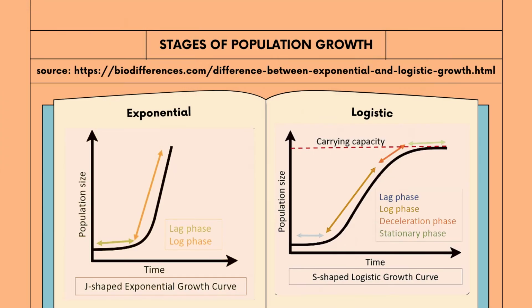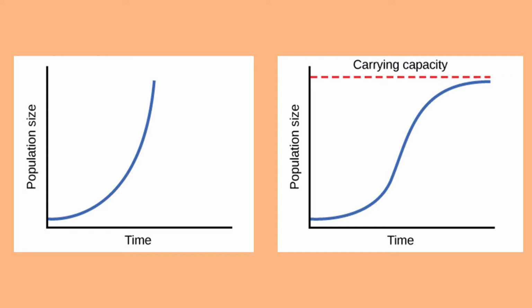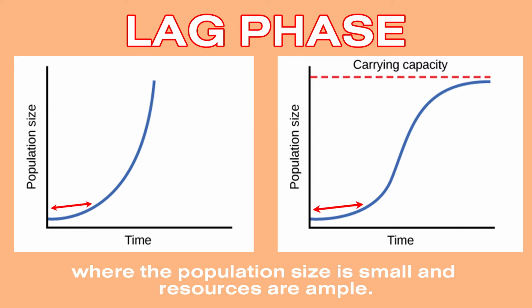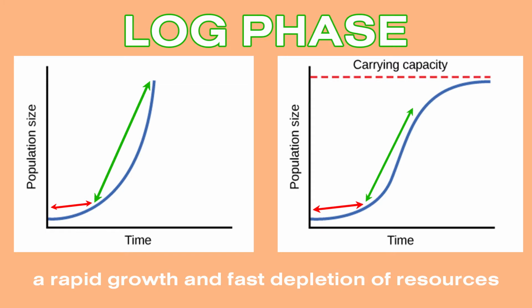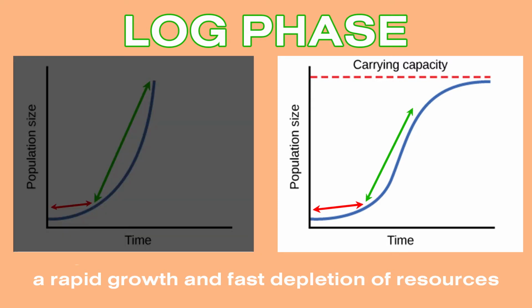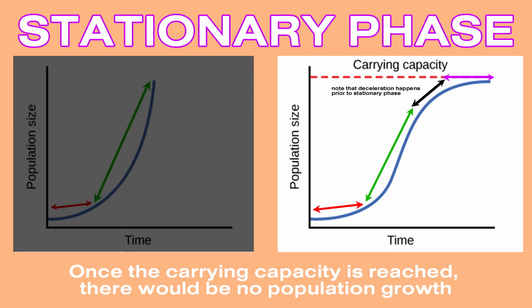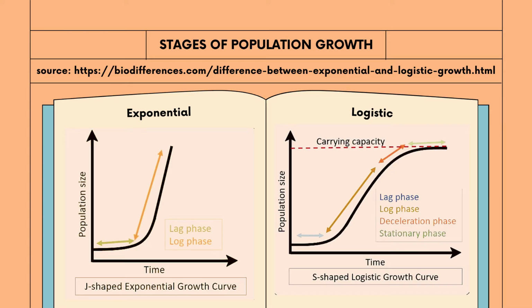Now, let's take a look at the stages of population growth. First, there is the lag phase, where the population size is small and resources are ample. Then there is a rapid growth and fast depletion of resources called the log phase. That ends the exponential growth. Meanwhile, the logistic growth carries on. Once the carrying capacity is reached, there would be no population growth, thus called the stationary phase. Finally, when the population has exceeded the carrying capacity, there would be a decline or a death phase.